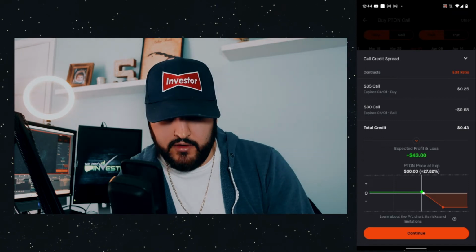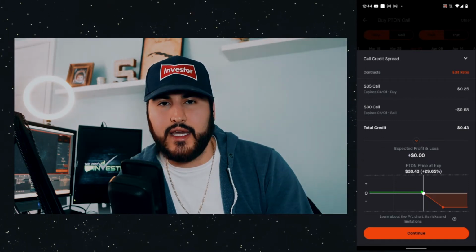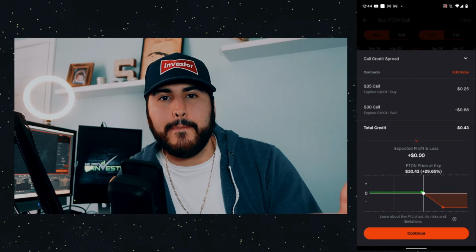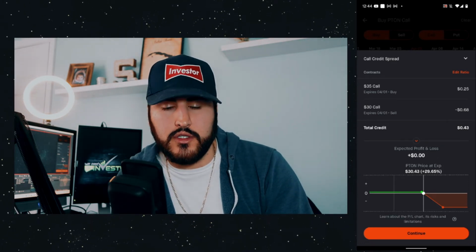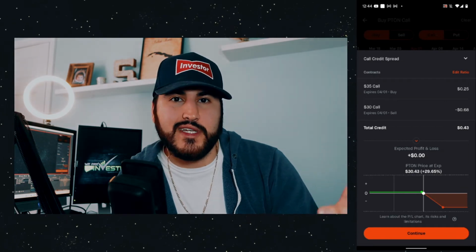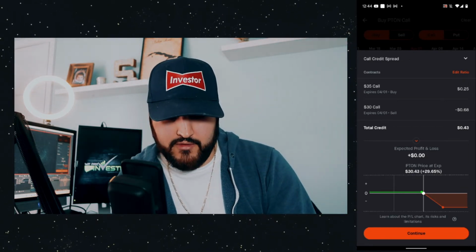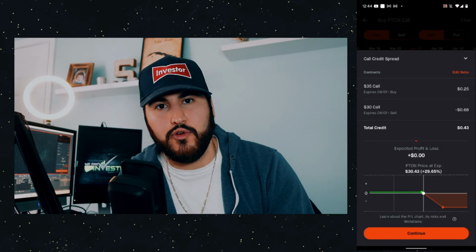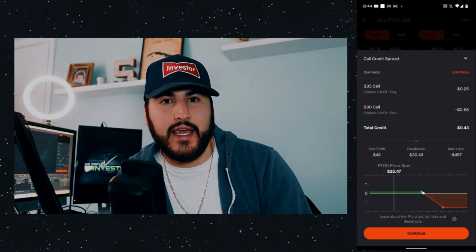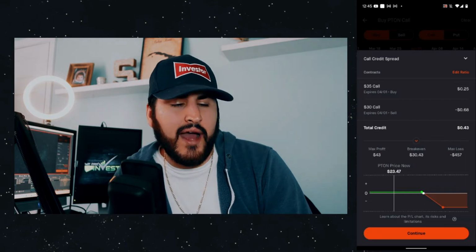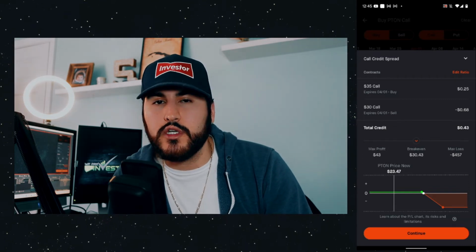Now your break even is also very easy to calculate. It's that lower strike plus the credit you received. So the lower strike is $30, the credit we received is 43 cents, so our break even occurs at $30.43. Now that is the math behind a call credit spread. And you don't have to hold these till expiration, you can trade them.